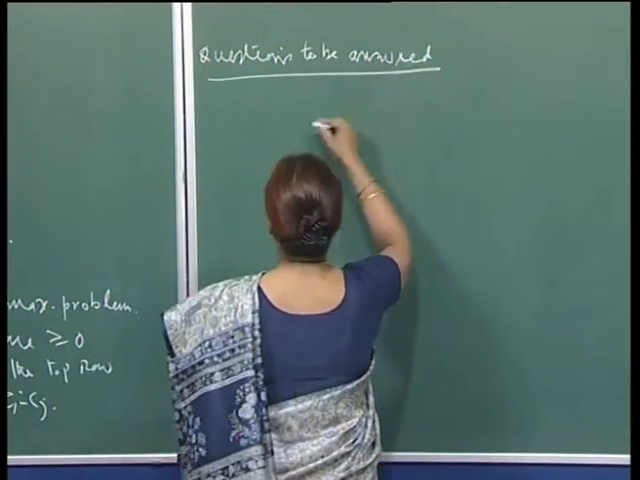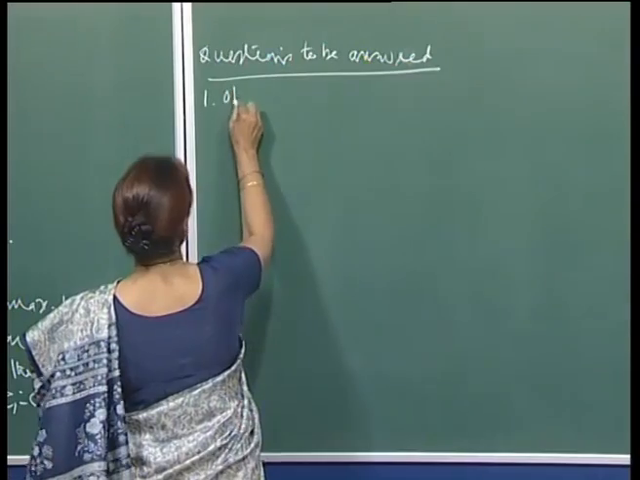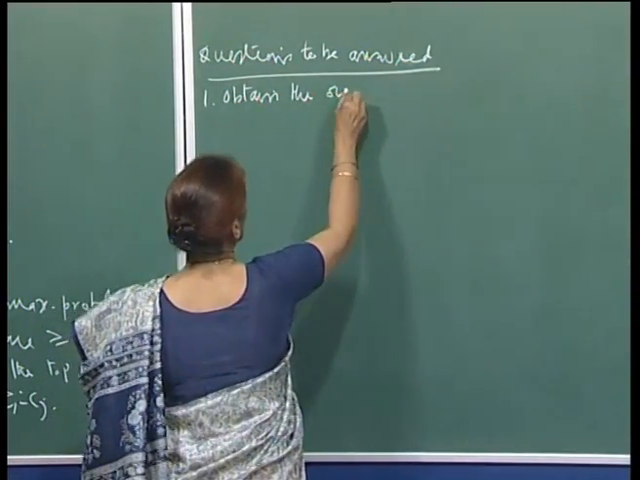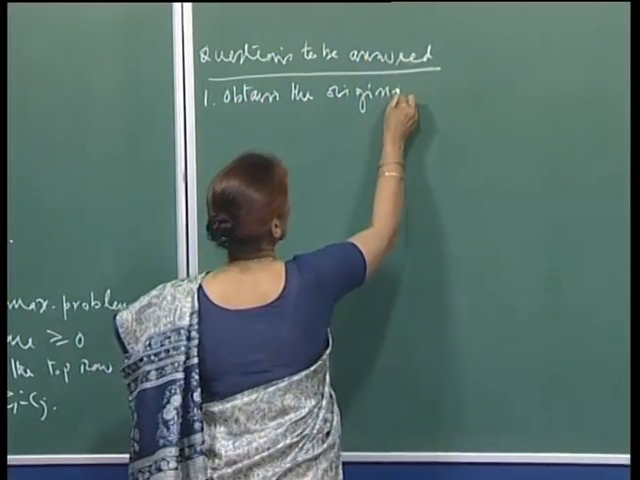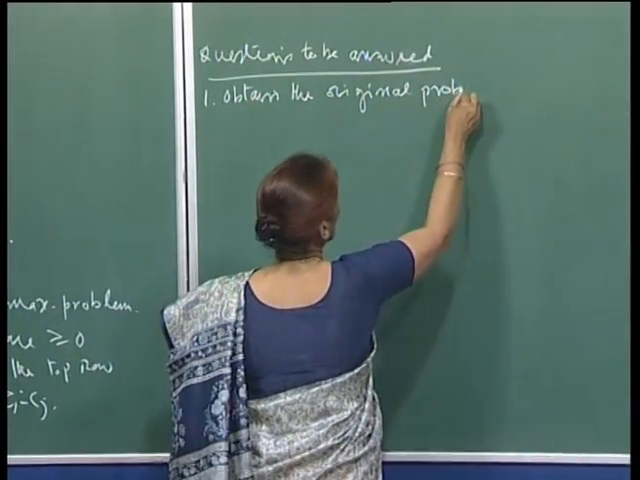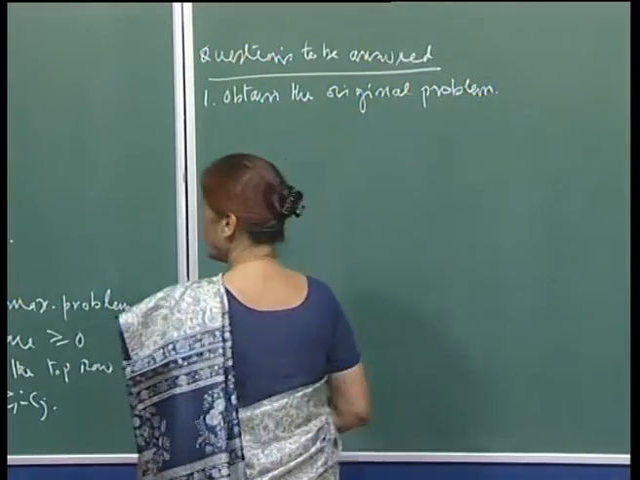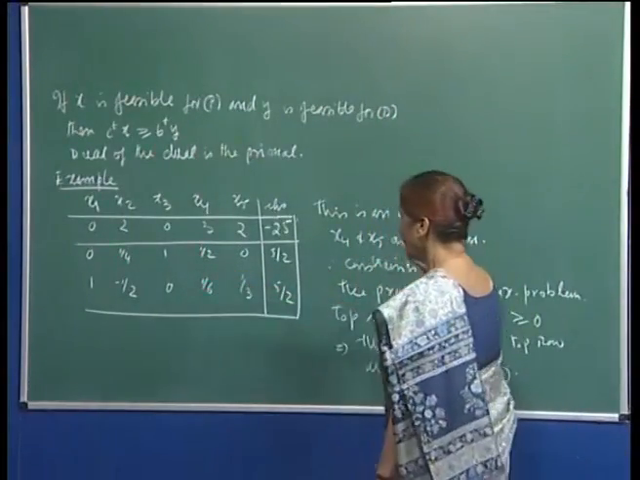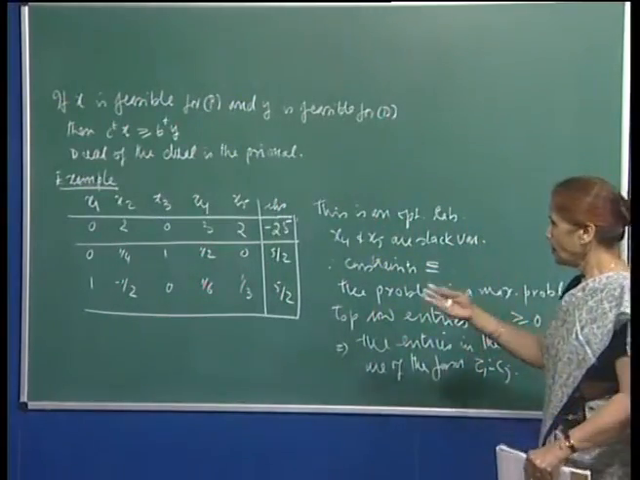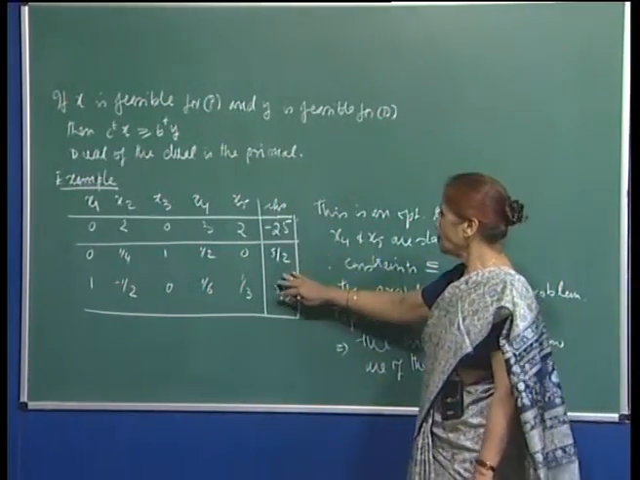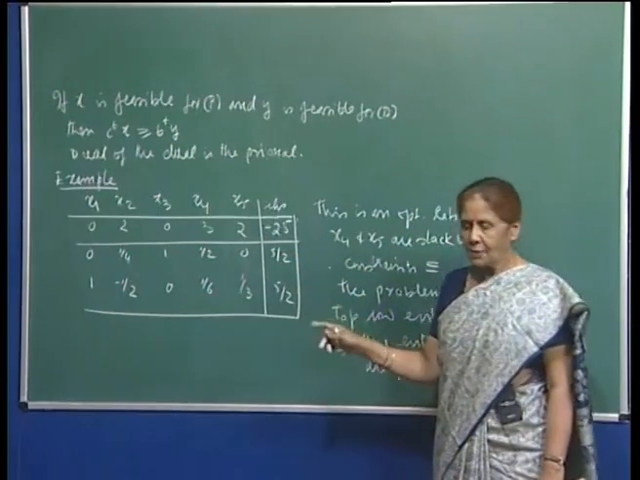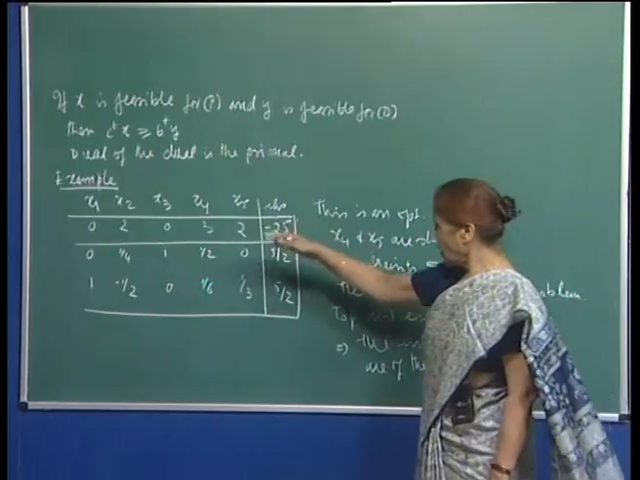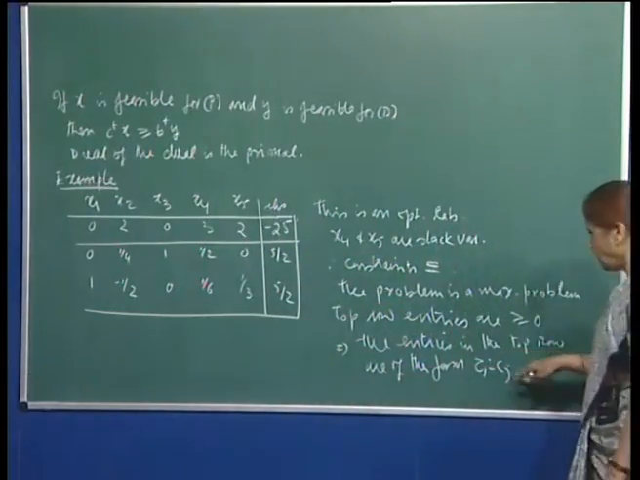Questions to be answered. First, obtain the original problem. So, that means obtain the data. This is the data given to you for the final tableau, and can we get from here, knowing that this is a maximization problem, x4, x5 are slack variables, and the top entries are Cj, Zj minus Cj.